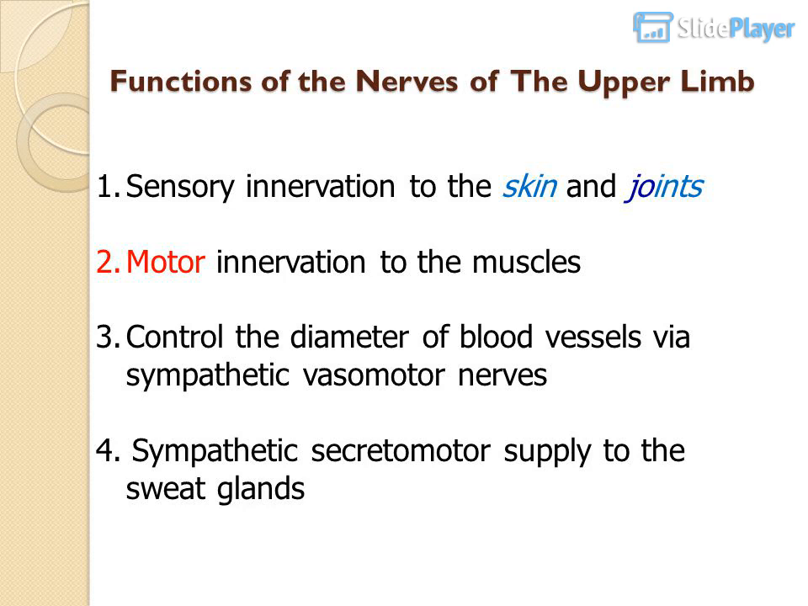Functions of the nerves of the upper limb. 1. Sensory innervation to the skin and joints. 2. Motor innervation to the muscles. 3. Control the diameter of blood vessels via sympathetic vasomotor nerves. 4. Sympathetic secretomotor supply to the sweat glands.